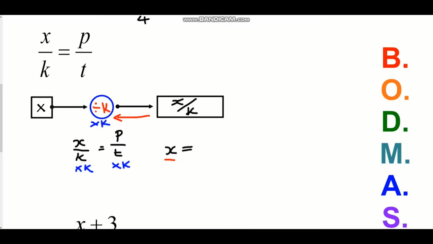Now I'm going to multiply p divided by t by k. We should know that when we're dealing with a fraction, everything on the top of the fraction is a multiplier, and everything on the bottom of the fraction is a divider. So when I'm multiplying p over t by k, all I need to do is put the k onto the multiplier side of that fraction. So I get that x is equal to pk divided by t.